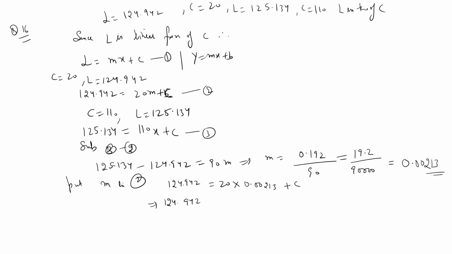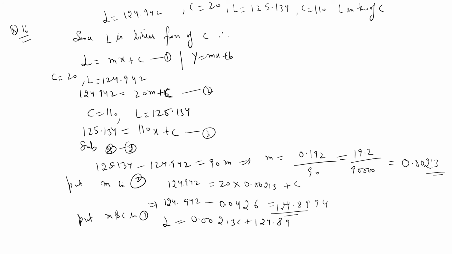So this turns out to be 124.942 minus 0.0426, so this is your b, about 124.8994. Okay, right? Now put both m and b in equation number 1. So L is your 0.00213C plus 124.8994. This is the required equation.